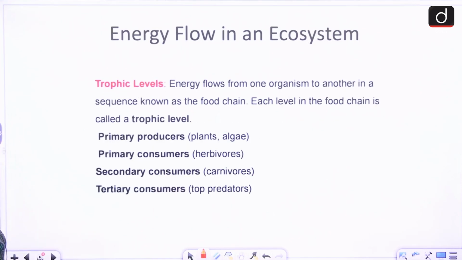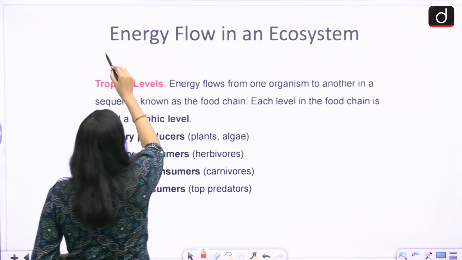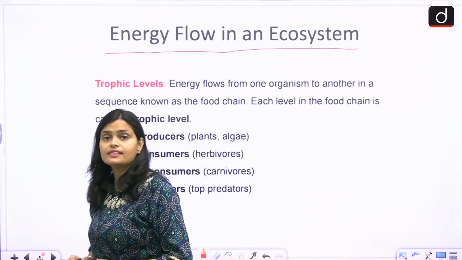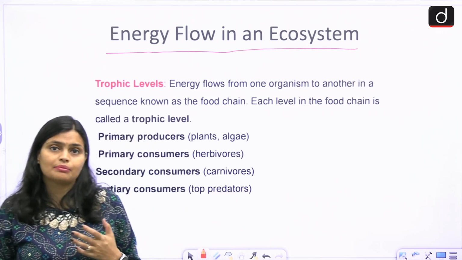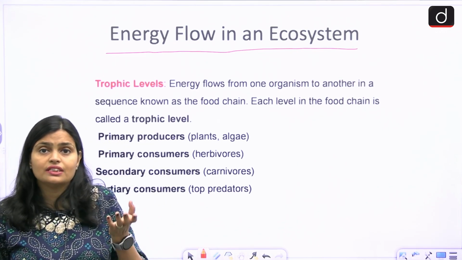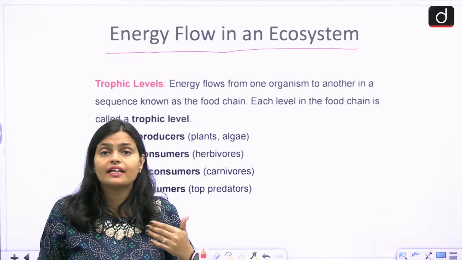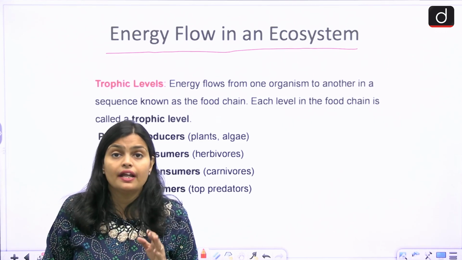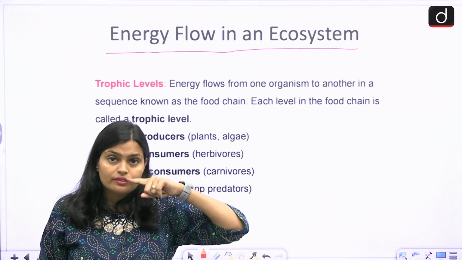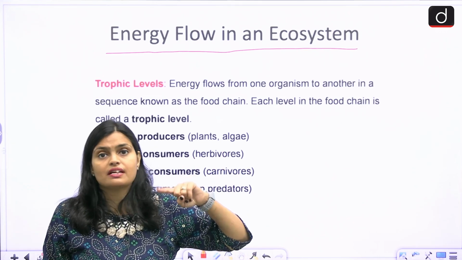Then energy flow in an ecosystem, right? So what does it mean? Energy, guys, is the capacity of doing work, as you have learned in physics. Now how does this energy actually flow? We all know that energy can never be created nor destroyed. Energy can only be transferred from one place to another. So when it flows, it must have some direction.